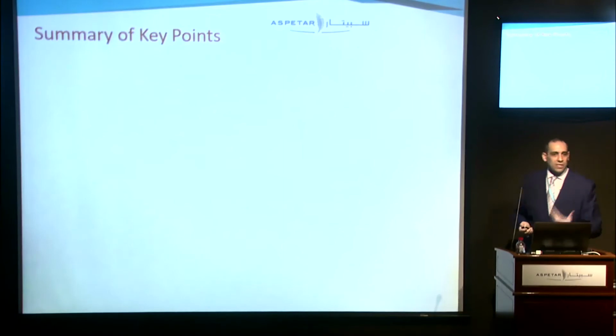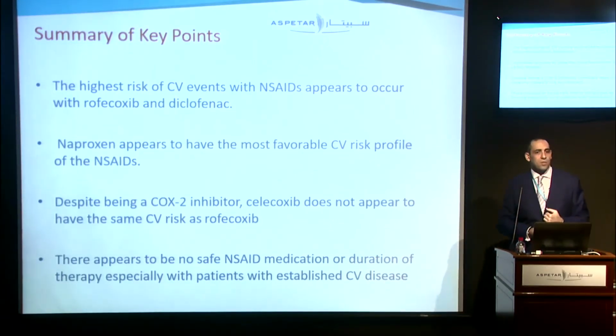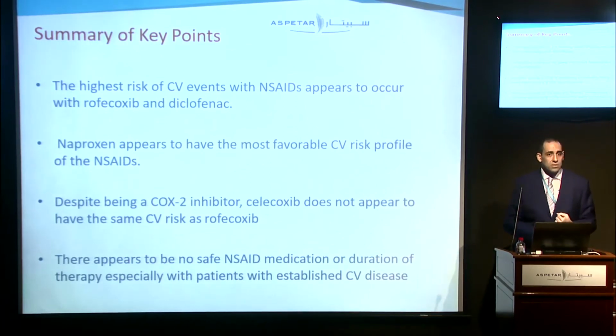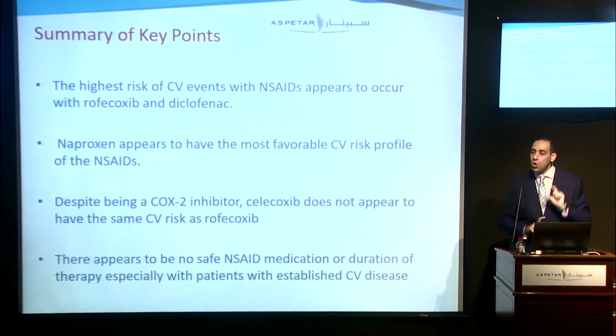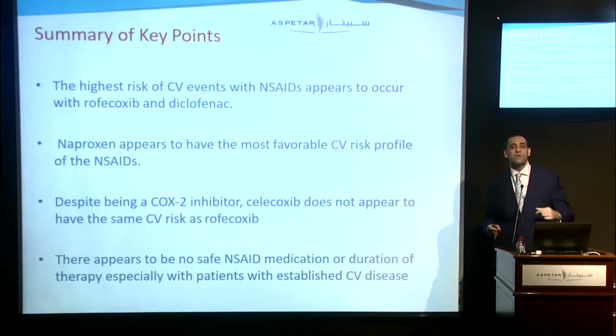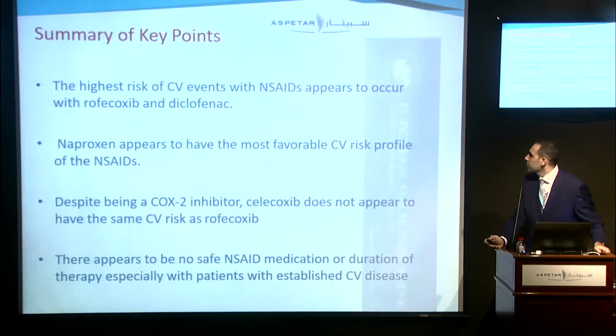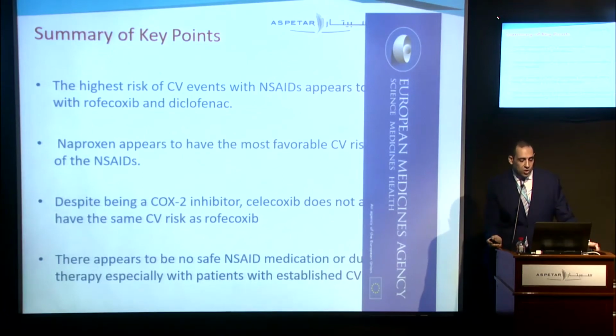So what did we learn from all these studies? What were the major conclusions? That diclofenac at high dose carries the same risk of a cardiovascular event as rofecoxib, Vioxx. Ibuprofen and diclofenac at high dose carry a high risk of a cardiovascular event. Naproxen carries a low risk of causing a cardiovascular event. And finally, there appears to be no safe NSAID or safe duration of NSAID use in patients with established coronary heart disease. This was further confirmed by the European Medicines Agency in the year 2013.